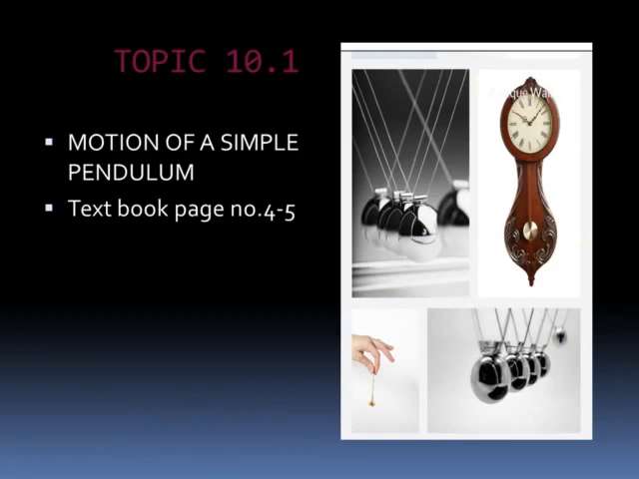The topic of our today's discussion is motion of a simple pendulum, which is given on page number 4 and 5 of your textbook. In this topic, we will discuss how the bob of a simple pendulum vibrates to and fro about its mean position and how different forces act on it. We will also discuss the positions where the velocity and acceleration of the bob are maximum and minimum, and we will also include an application of simple pendulum in our lecture. But before proceeding further, let's have an insight into the objectives and learning outcomes of this topic.